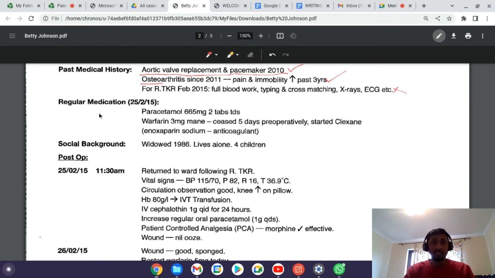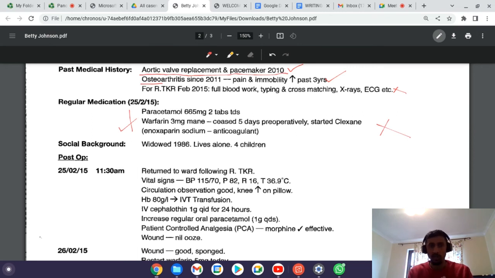Regular medications, paracetamol 665 milligram, 2 tabs, TDS, warfarin 3 milligram, morning, course ceased 5 days preoperatively, started Clexine, so anticoagulant. So is all that information relevant or irrelevant? Okay, saying all this information is relevant. Okay, that's fine. Social background. So you're saying it's not relevant as well. Okay, I got two different ideas. Then we will come and discuss when we finish until social background.